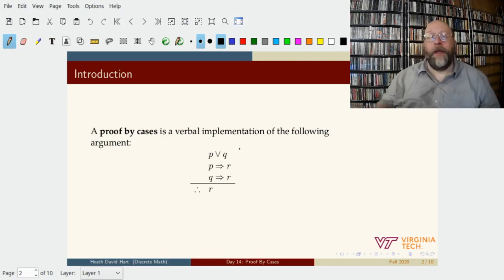We can, in fact, extend this to multiple OR statements as long as everything that we have split up, all of the cases, imply R. This is just a proof by two cases argument, but we can do proof by any number of cases.